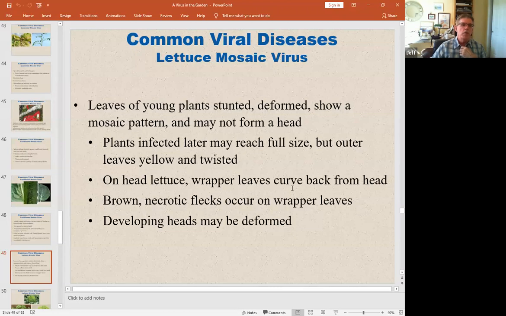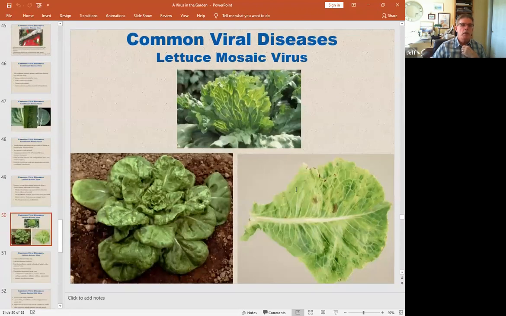So the outer leaves can be yellow and twisted. On head lettuce, the wrapper leaves may curve back from the head, brown necrotic flecks, and developing heads may be deformed if they get far enough to produce a head. So right here, you can imagine when you see the mosaic pattern, you see the leaf distortion. You can imagine that there won't be a head on that lettuce, nor even in the non-heading types, much of the leaf to eat. Necrotic, dark brown spots, mosaic pattern, and even some vein clearing.